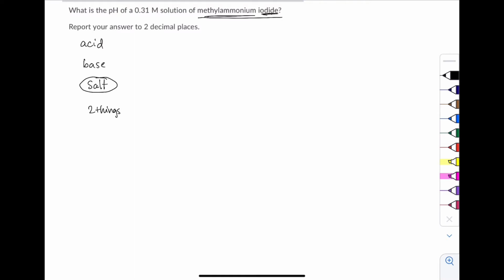Something with two names is an ionic compound from Gen Chem 1, which is made up of a cation and an anion. Ionic compound is another name for salt. A salt is an ionic compound. So this is an ionic compound, so we have a salt. So what do we do when we have a salt? When we have a salt, we break it up into the ions.